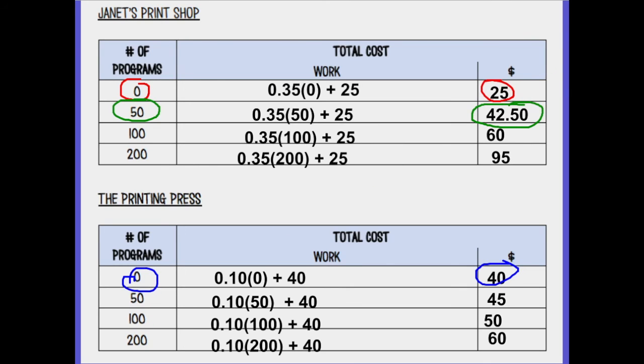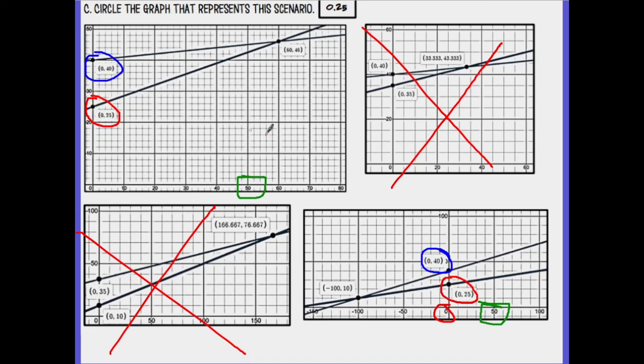Let's see if that's on there for that one. So 50 and 42.50 would be probably about here, right? Because this is 40, and that's a little bit above it. So that makes sense. Let's see if it makes sense in this one. 0 and 42.50 here. Well, no, because right here, this is 40. And look here, this is below it. So that doesn't work. So that's a good way to find out if you got that. You check out those points that you already calculated. So it should be this first one.